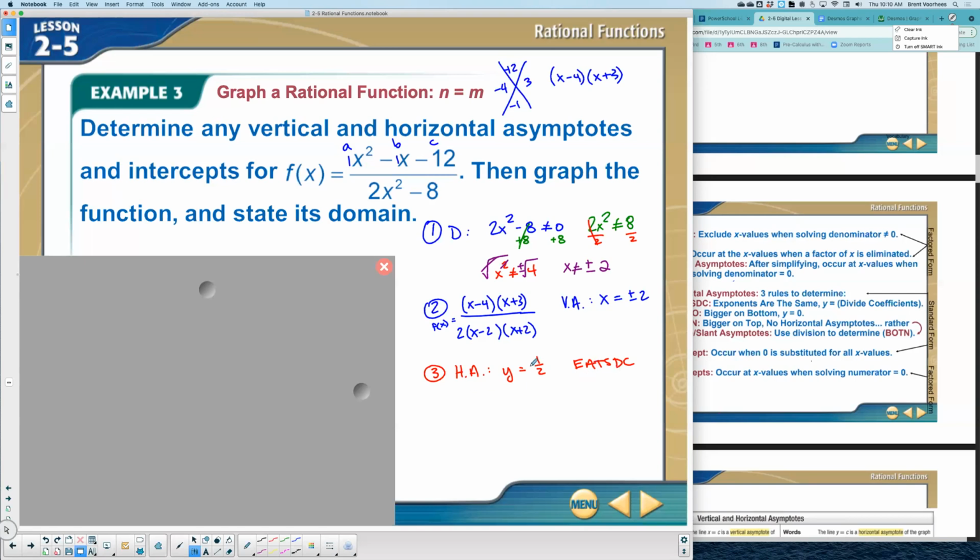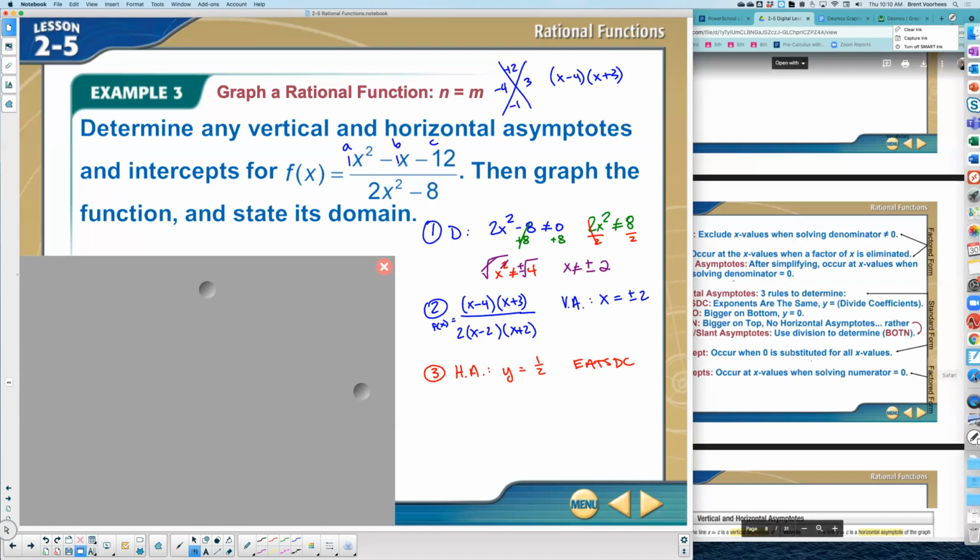Okay. Again, what that's referring to is it'll help you out if you're writing your limits for your end behavior. It's going to approach 1/2 both to the left and the right. And finally, let's do our intercepts. The y-intercept is found by plugging 0 in for all x's.